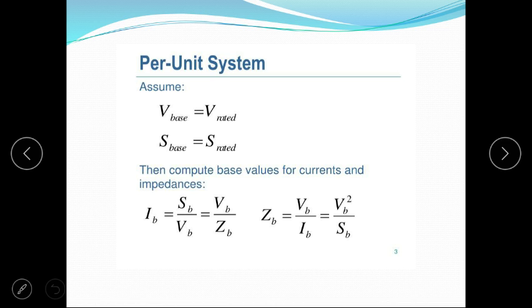We know that power S is equal to V into I. So I base is equal to S base upon V base, or V base upon Z base. Similarly, Z base is equal to V base upon I base, where I base is S base upon V base. So Z base is V base square upon S base.